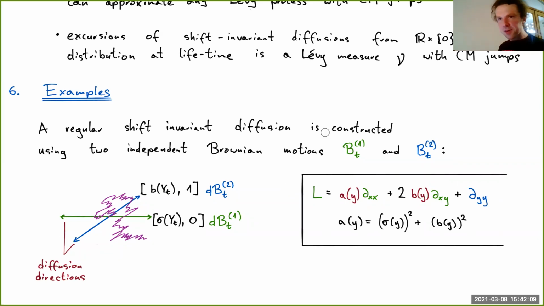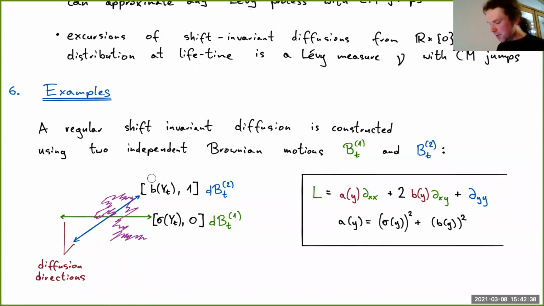And the way these are constructed is using two independent Brownian motions, which I call BT1 and BT2. So BT1 corresponds to only horizontal activity of our shift invariant diffusion, and BT2 corresponds to the vertical one, but the vertical one can be tangled with the horizontal one. So actually the vertical component need not be purely vertical. It can have also some horizontal component.